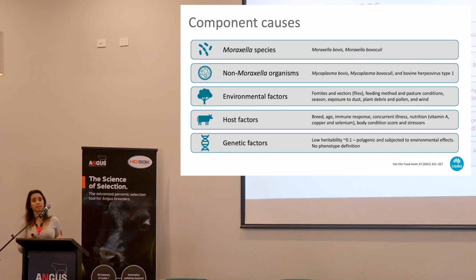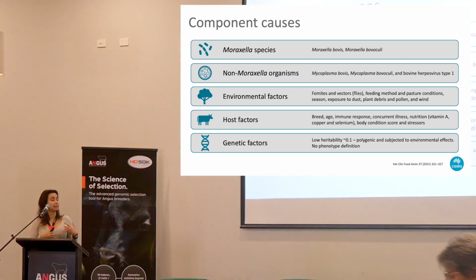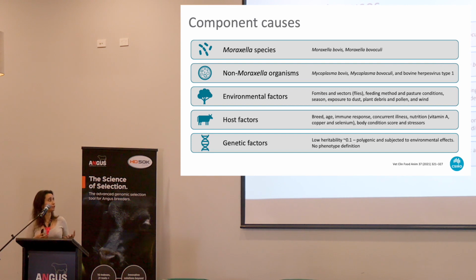And these factors include, for example, environmental factors that can irritate or cause lesions in the eyes. So bush fly is a big one. Pasture conditions, season, so summer, high UV incidence, exposure to dust, plant debris and pollen, wind, and so on. There are also host associated factors. So there are breeds more prone to develop PINKEYE. As you might know, Angus and Hereford are more prone. Age groups, younger animals are more prone to develop the disease. But there are other things like differences in immune response, concurrent illness, body condition score, stress, and so on.